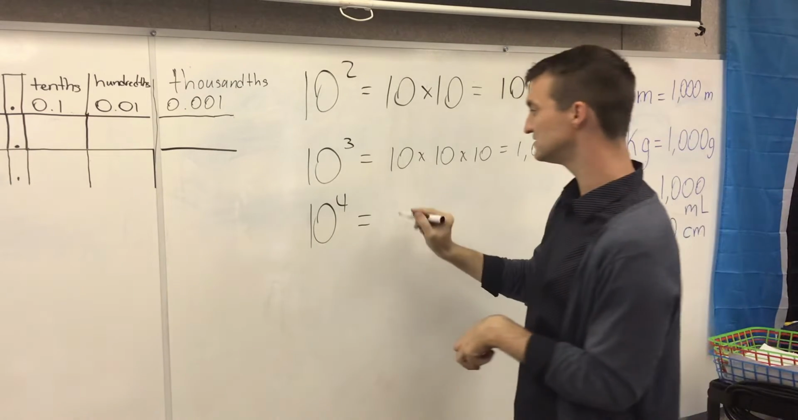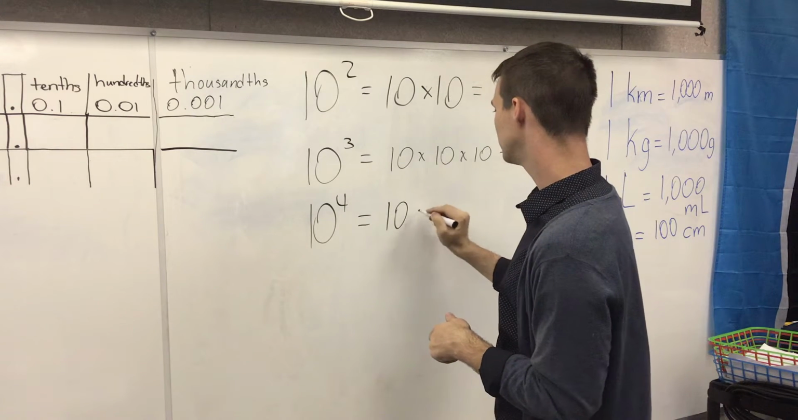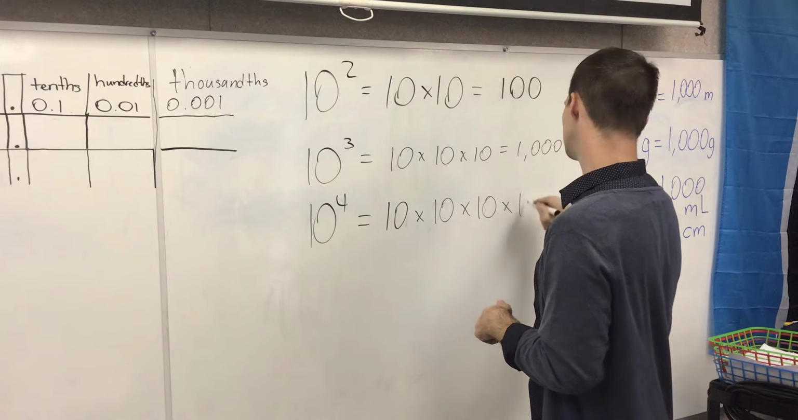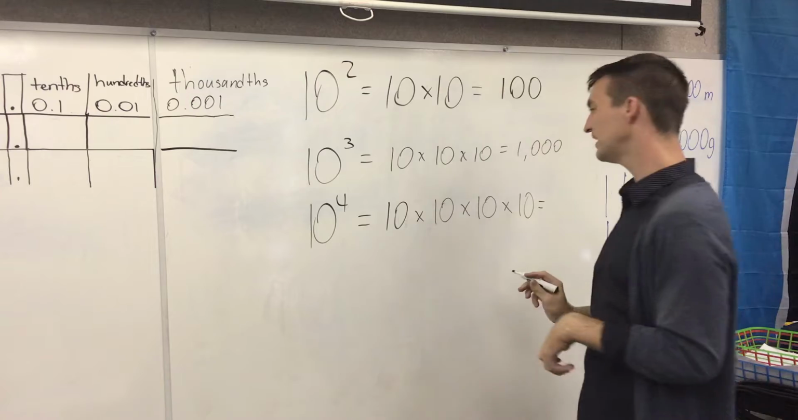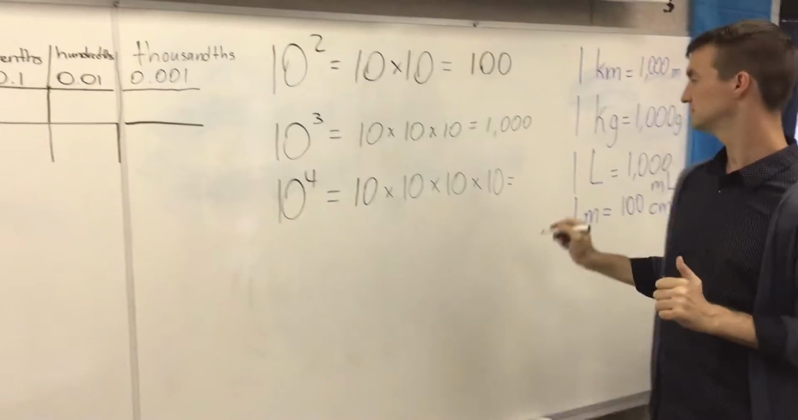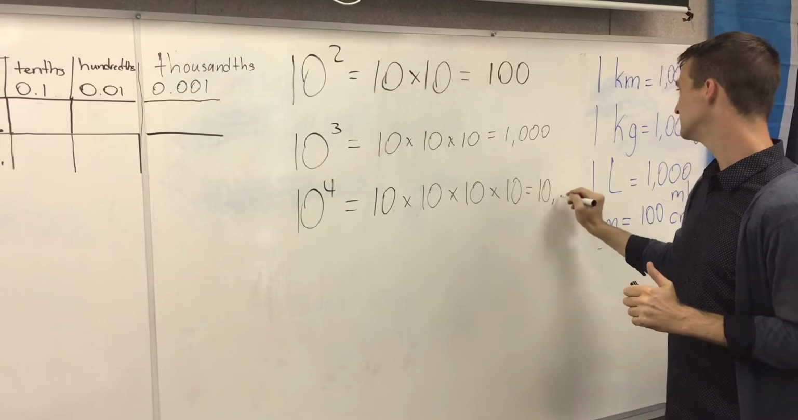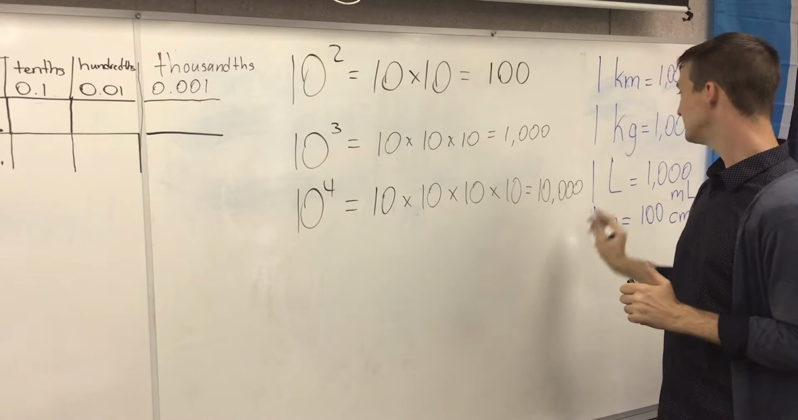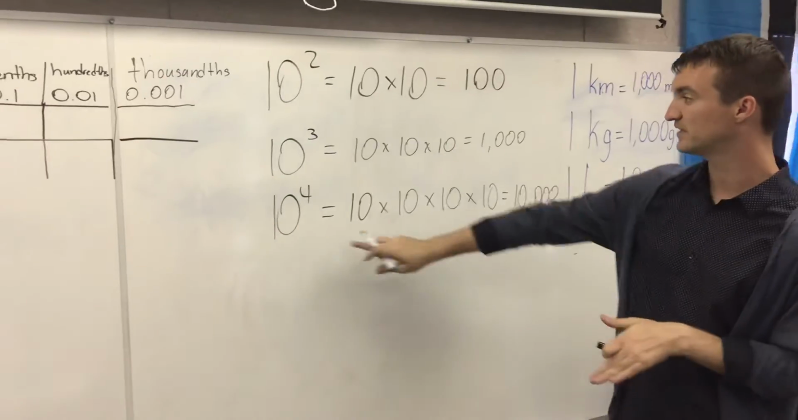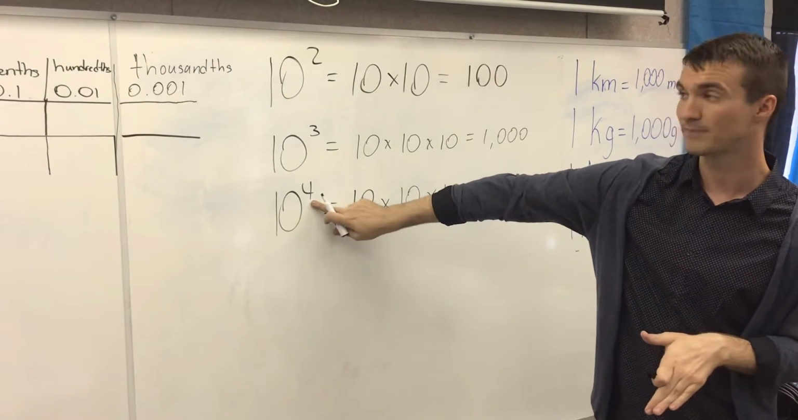Finally, we're going to go down here to 10 to the fourth. 10 times 10 times 10 times 10. And if I have 10 times 10 times 10 times 10, what is going to be my answer? 10,000. Now, as I said before, I want you to notice there are 1, 2, 3, 4 zeros because it is 10 to the fourth power.